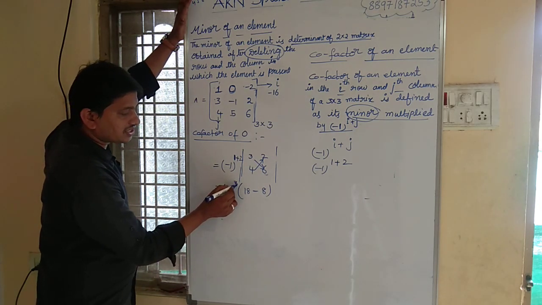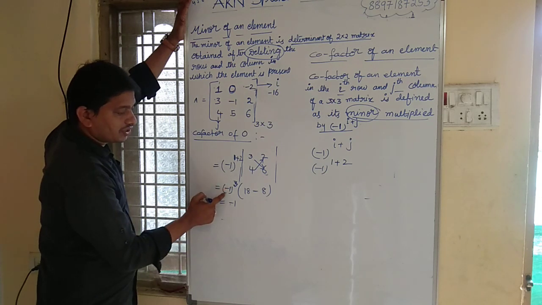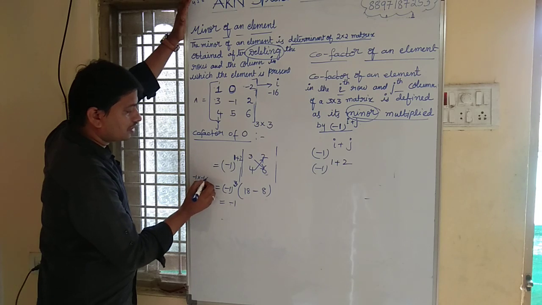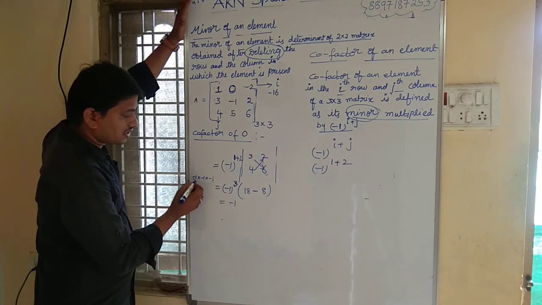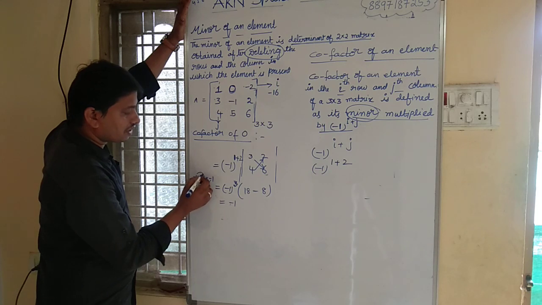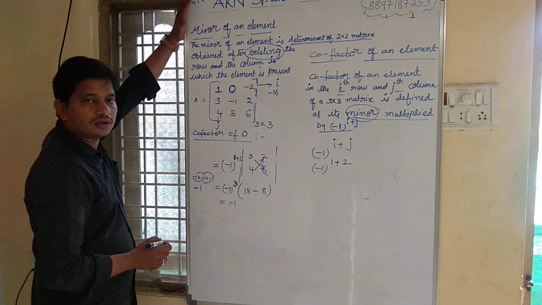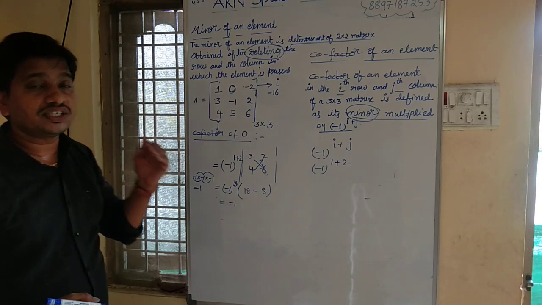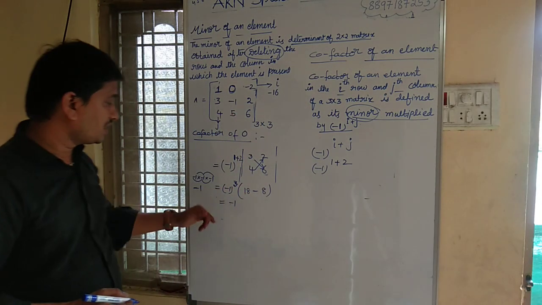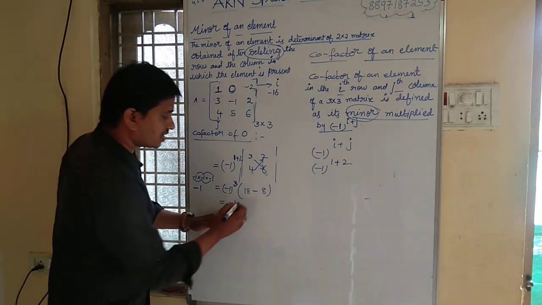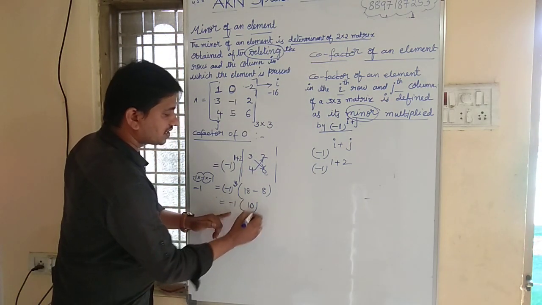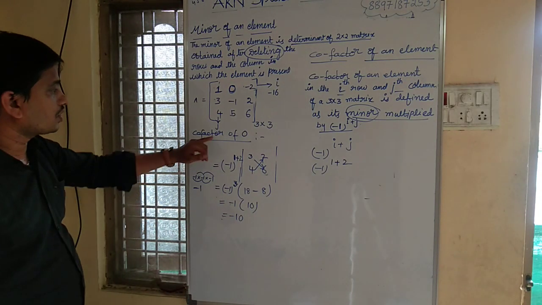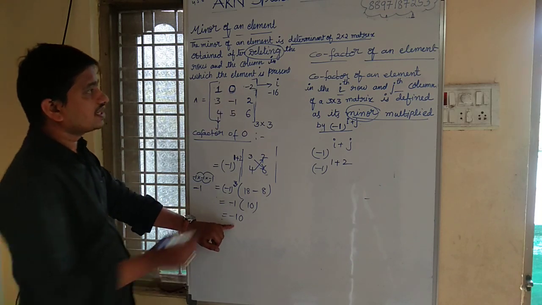See children, here the power is an odd number. If it is odd, what will you get? The result is negative, children. You can see minus 1 into minus 1 into minus 1: minus into minus is plus, plus into minus is minus, so 1. Minus 1 whole to the power of 3: the number of negative integers being multiplied is odd, so the result is negative. Minus 1 into 18 minus 8, that is 10. So minus 1 into 10, that is equal to minus 10. So what is the cofactor of element 0, children? That is minus 10.